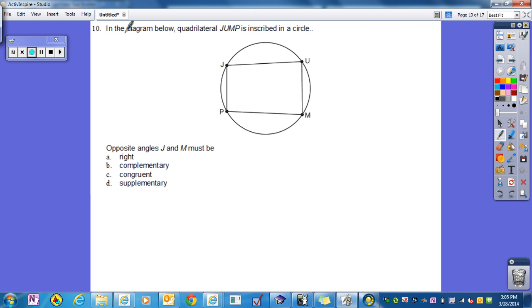Alright, in number 10, this right here, so we have a quadrilateral that's inscribed in the circle, and it wants to know what's the relationship between opposite angles J and M. They are not congruent to each other. The property of inscribed quadrilaterals is that the opposite angles are supplementary. So here the measure of angle J plus the measure of angle M would have to add up to 180 degrees.